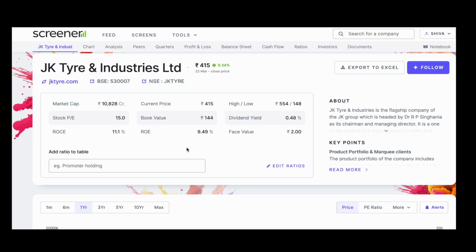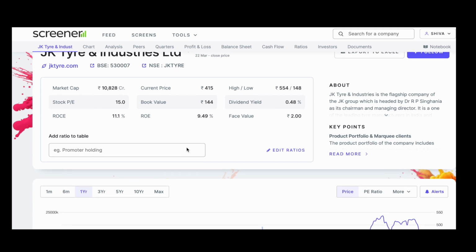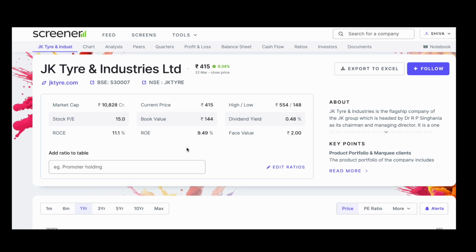So we take an example of any random stock and choose which type of industry you are looking at, what the vision is, and how scalable it is. I picked up the auto ancillary sector, and it is JK Tyre.